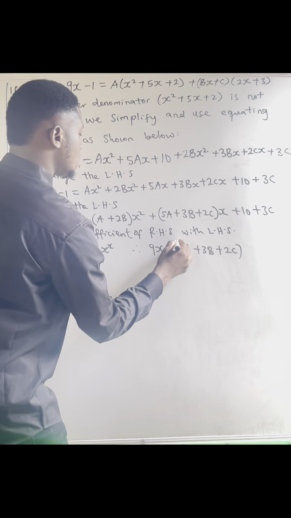So this will be 9 is equals to 5 times 1 plus 3 times 2 plus 2c. That will be 9 is equals to 5 times 1, that is 5. 3 times 2, that is 6. 5 plus 6, that is 11. 11 plus 2c. So that will be 9 minus 11 is equals to 2c. Minus 2 is equals to 2c. Our c is equals to minus 1.